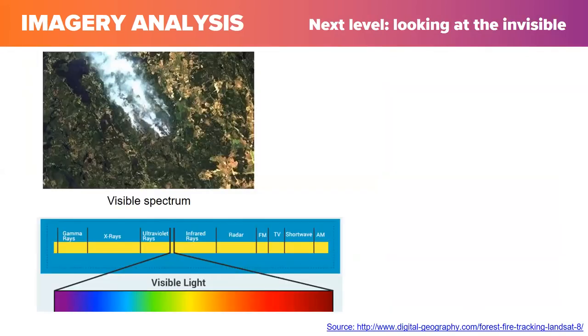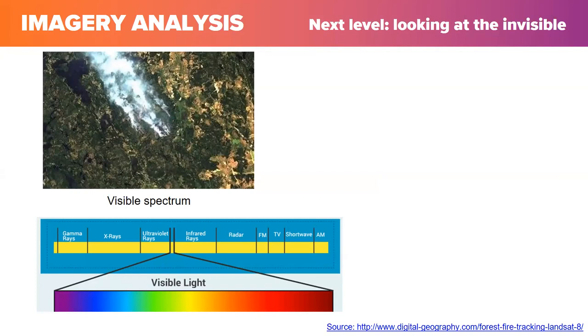But what about this image? What can we say about it? These green areas look like vegetation, and this white spot in the center looks like clouds. But could we possibly miss anything important here?